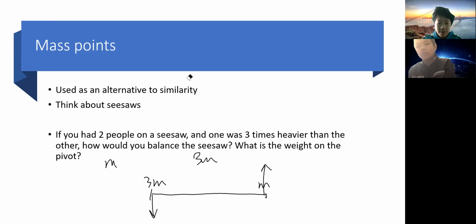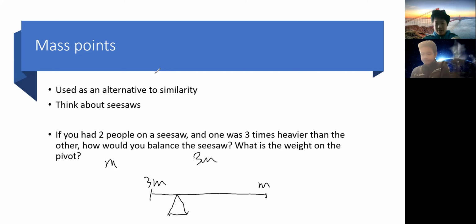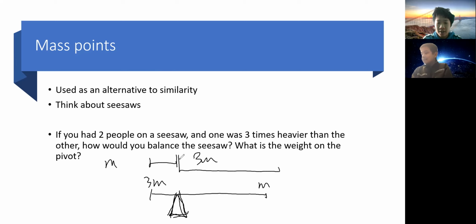So what would you need to do to balance it? Well, you have to move the pivot. You move the pivot closer to 3M, right? If you move it closer to 3M, then it balances, because you have to move the pivot closer to the heavier guy. All right? So basically, this is mass points. If we have 3M and M, we have to change the length here so that this length is 3L and this length is L. We have to have the guy that's lighter 3 times as far away from the pivot as the guy that's 3 times heavier, right? So this is how we would balance the seesaw.